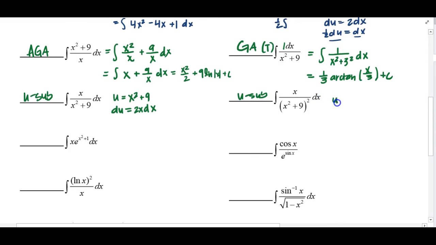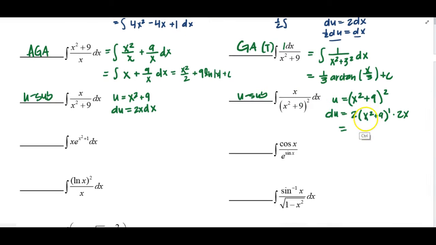And then over here, same thing, u is x squared plus 9 again, not x squared plus 9 squared. So I just want to show you what happens if you do that. If you let u be the whole bottom, the problem with that is the derivative of this requires a chain rule. It's 2 times x squared plus 9 to the 1 times 2x. And again, you get totally stuck. There's no x squared plus 9 on the top, right? There's just an x on the top. So that was the wrong strategy, right? Let's just erase all of that. So my u is just x squared plus 9.